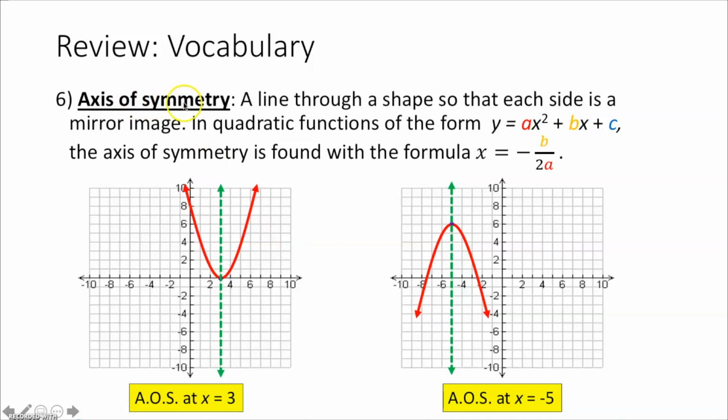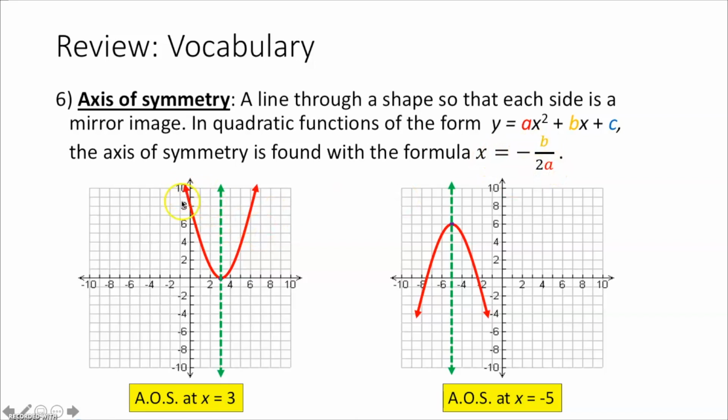Now, the axis of symmetry is a line through a shape so that each side is a mirror image. In quadratic functions of the form y equals ax squared plus bx plus c, the axis of symmetry is found with the formula x equals -b over 2a. So real quick, an axis of symmetry is just a line that cuts a graph in half so that it's the same on both sides. When we're talking about quadratic functions, if you want to find the equation of the axis of symmetry, it's just x equals -b over 2a.